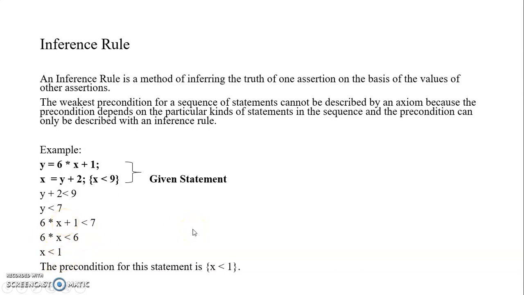So see here, using the inference rule means we are taking the value from one equation and connecting it to the other equation. From one equation we get one value and pass that value to the other equation. That means two equations are connected here. We are first computing the range from this equation, getting the value and passing the value to the next equation. Then we are extracting the precondition. That means with the help of the inference rule we are getting the preconditions for any kind of equation.